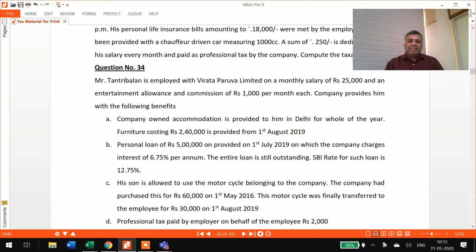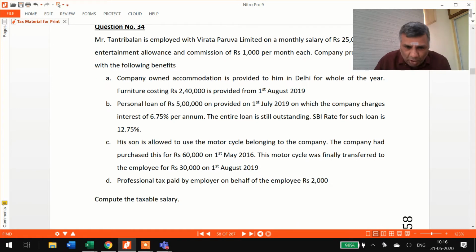His son is allowed to use the motorcycle belonging to the company. The company had purchased it for 60,000 on 1st May 2016. The motorcycle was finally transferred to the employee for 30,000 on 1st August 2019. Professional tax paid by the employer on behalf of the employee is 2,000. Read the question. I want to again read it.